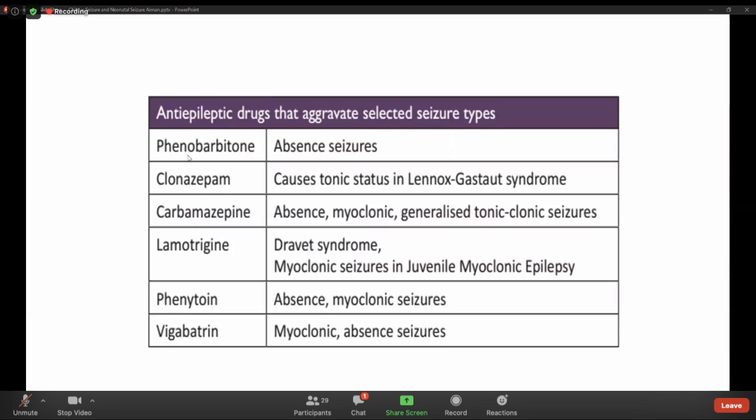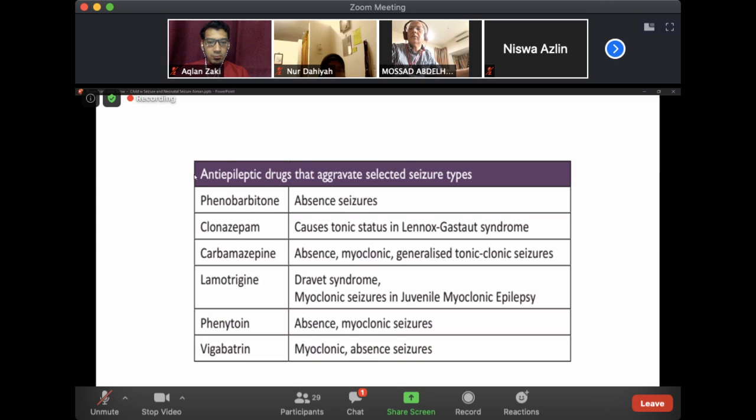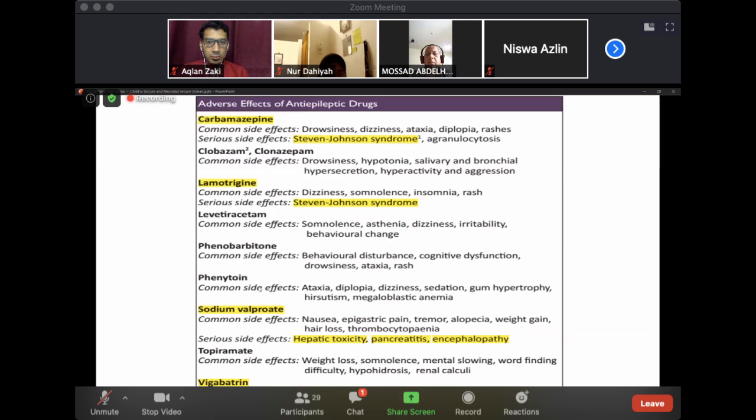However, we must be careful because some anti-epileptic drugs can aggravate certain types of seizure, such as phenobarbital, which can worsen absence seizure, and clonazepam, which causes tonic-clonic in Lennox-Gastaut syndrome, and all others. Okay. And because we are giving these drugs to the patient, don't forget to check for side effects, especially for drugs that have serious side effects such as Stevens-Johnson syndrome, hepatic toxicity, pancreatitis, encephalopathy, and peripheral visual field constriction.